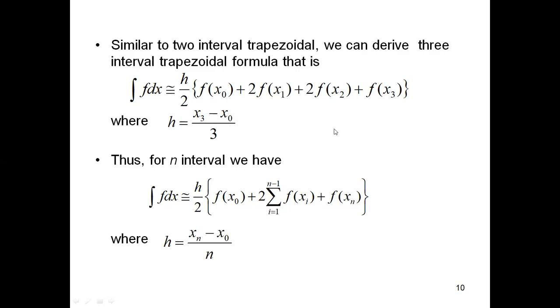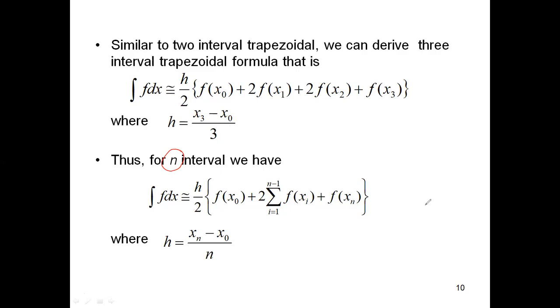Thus, for any n intervals, you will make it more general depending on your comfort zone. If you want it to be more accurate, you choose a bigger number of n. So for n intervals, this would be now the general formula for the trapezoidal rule. Okay, the general formula for the trapezoidal rule.